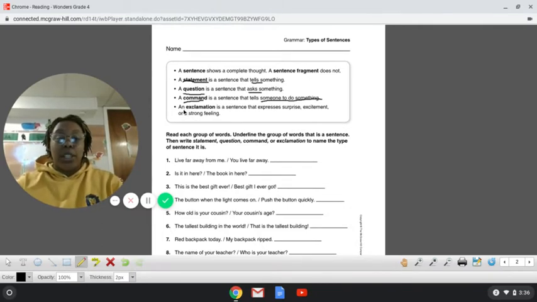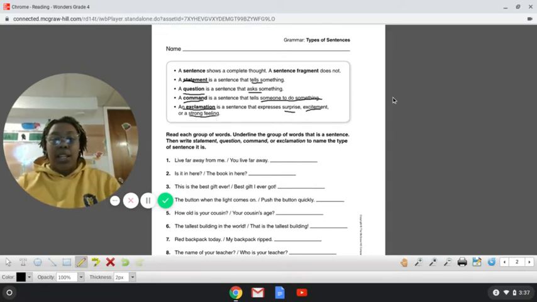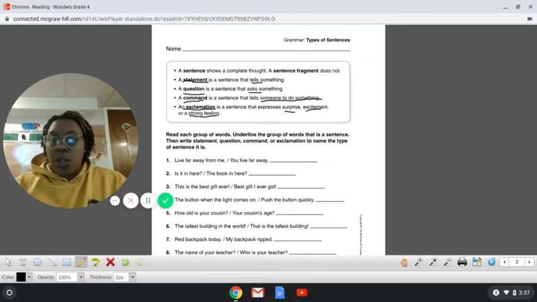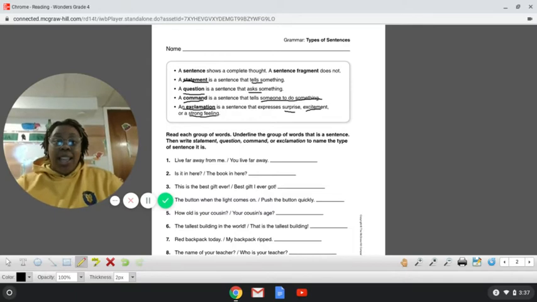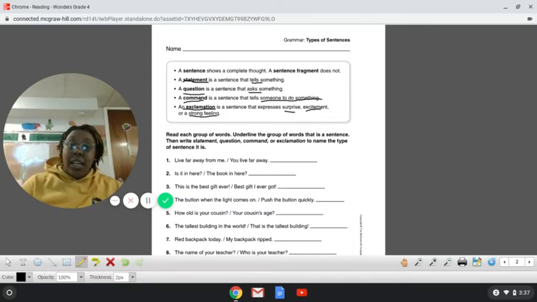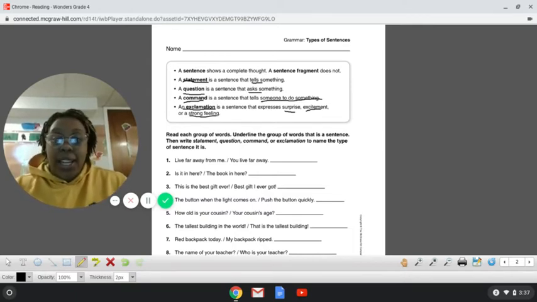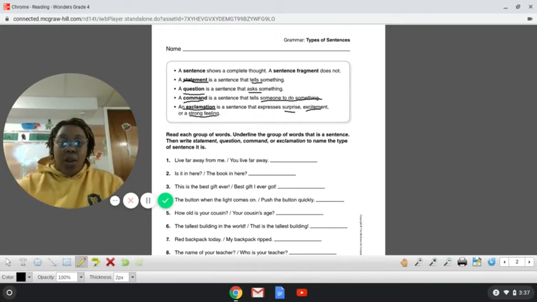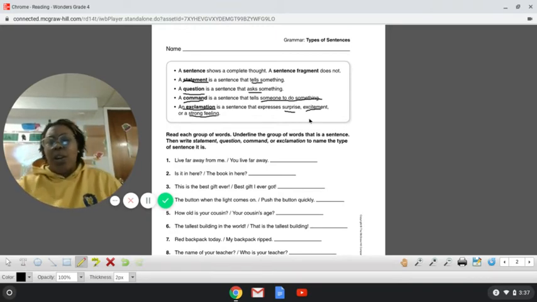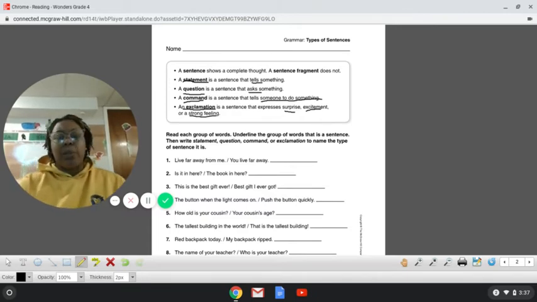And an exclamation is a sentence that expresses surprise, excitement, or strong feeling. So that would be something like, I'm afraid of thunder, because it's raining and I want you to know how afraid I am. Or that was such a great surprise. If I walk into a surprise party and I'm super excited about it, or let's go. We're getting ready to go on an adventure or explore something, so I'm very excited.